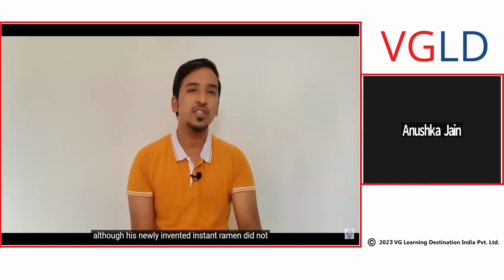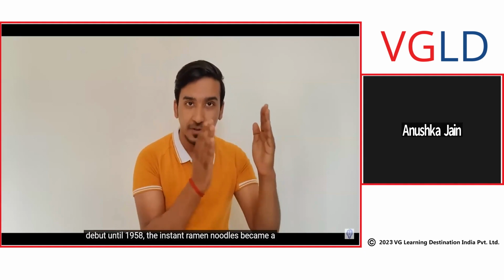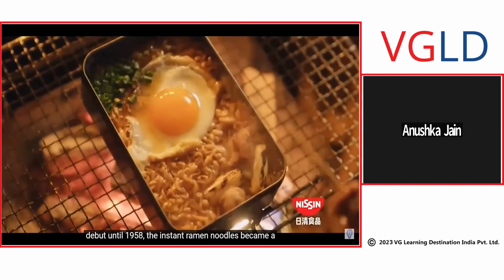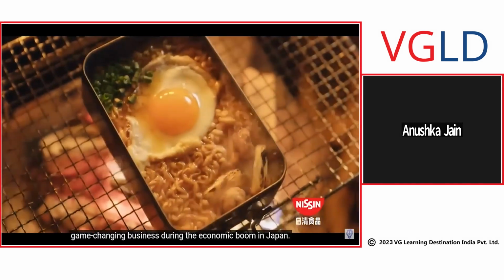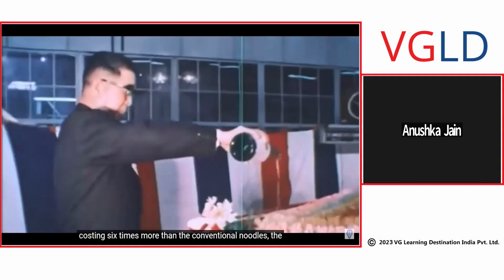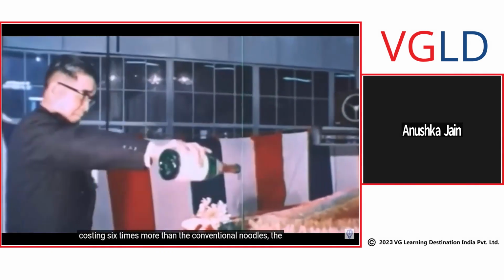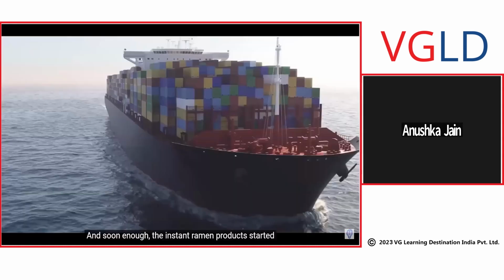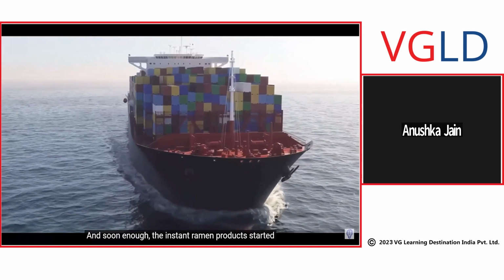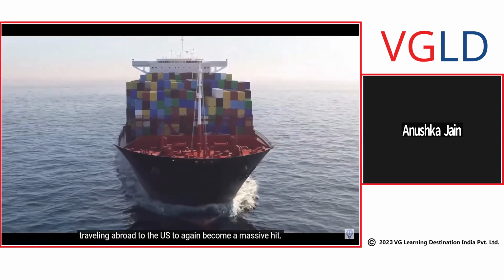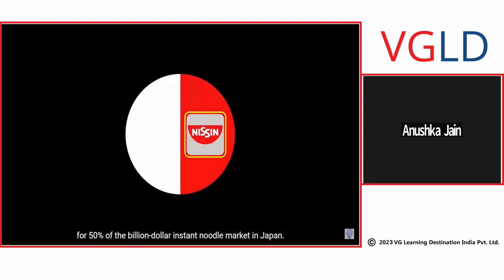Now, although his newly invented instant ramen did not debut until 1958, the instant ramen noodles became a game-changing business during the economic boom in Japan. And as the country started developing rapidly, the instant ramen became such a big hit that in spite of costing 6 times more than the conventional noodles, the Japanese still bought instant ramen in large quantities. And soon enough, the instant ramen product started traveling abroad to the US to again become a massive hit. And even today, the parent company of ramen, Nissin, accounts for 50% of the billion-dollar instant noodle market in Japan.